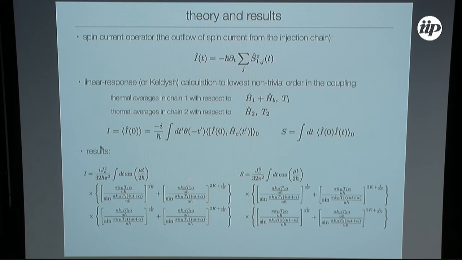The spin current and the noise look almost exactly the same, except for this factor here, which is a sine of mu. Mu is the population bias, and the noise comes with a cosine factor. But the rest is pretty much the same, but this turns out to be very important. This is actually a direct consequence of Pauli blocking physics.